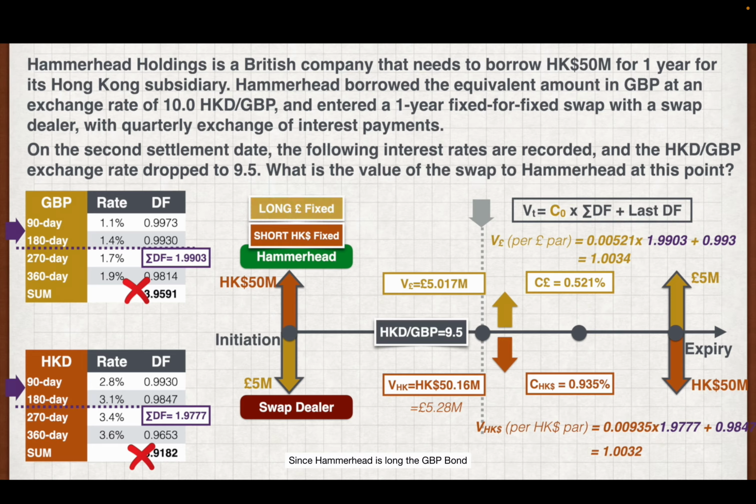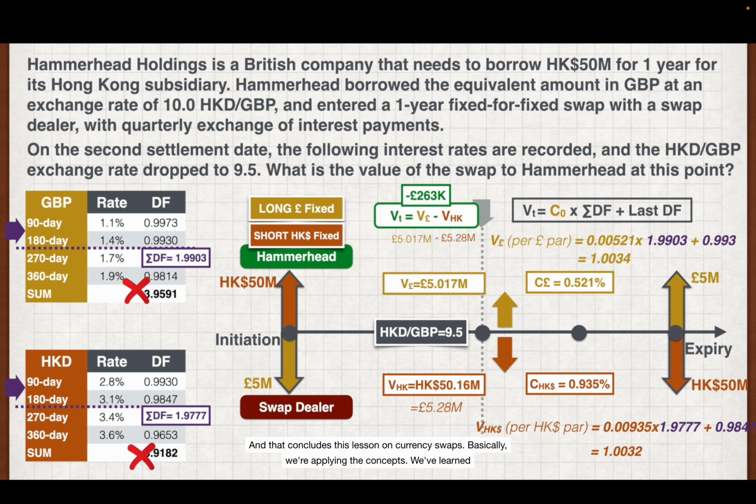Since Hammerhead is long the GBP bond and short the HKD bond, the value of the swap is the GBP position minus the value of the HKD position. Plug in the figures in GBP, we get minus £253,000. And that concludes this lesson on currency swaps. Basically, we're applying the concepts we've learnt in the past lessons, but the different currencies and directions of cash flows can be quite confusing. So do sketch out the parties and their cash flows to help you understand better.